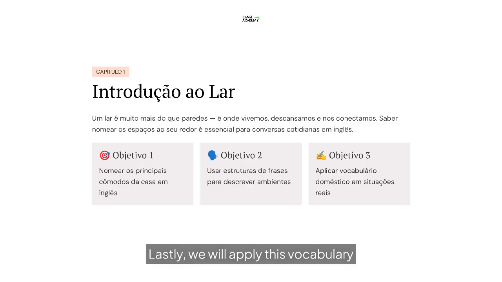Lastly, we will apply this vocabulary in real-life situations. Imagine talking to a friend about your recent home improvement project or explaining where you keep your favorite items. Being able to use the correct terms and context will boost your confidence in everyday conversations. As we progress, we'll explore each room in detail, so by the end of this chapter, you'll be well equipped to discuss your home in English.